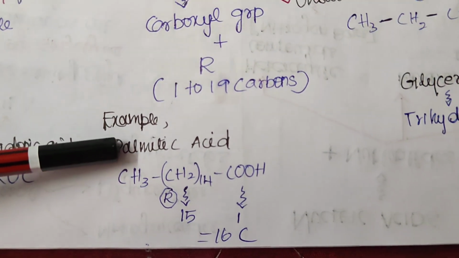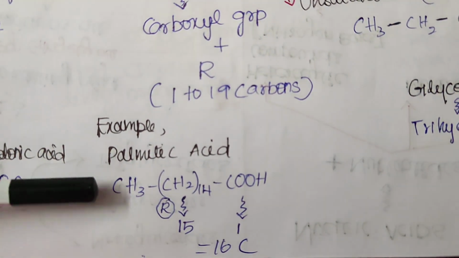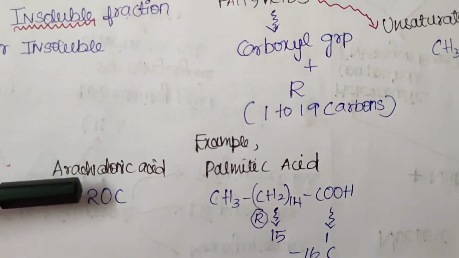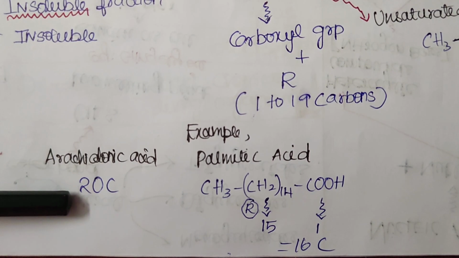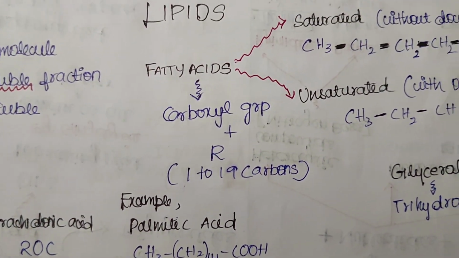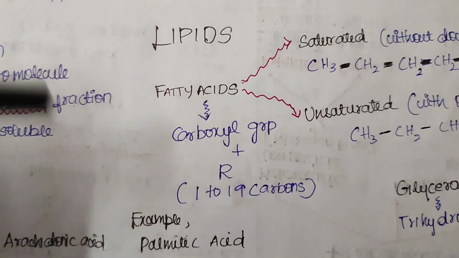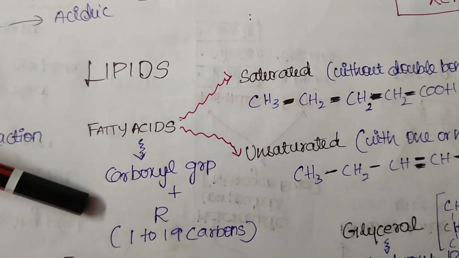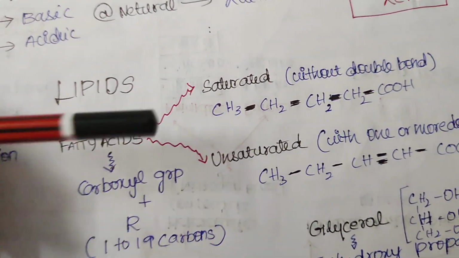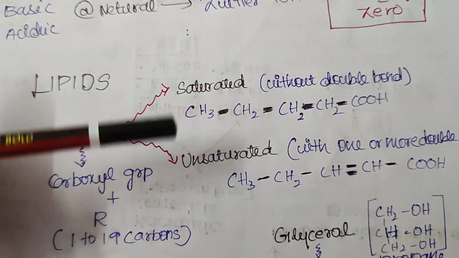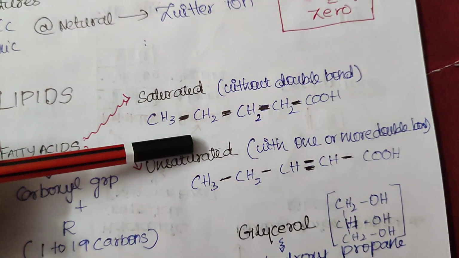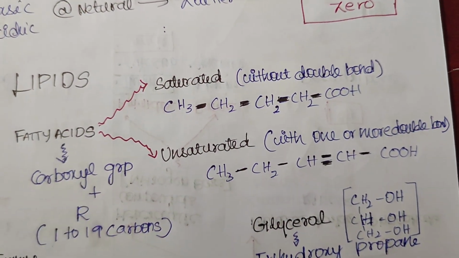Okay, so in palmitic acid, the R group contains 15 carbons and the carboxyl group contains 1. So together it is 16 carbons. In the case of arachidonic acid, the number of carbons will be 20. Just remember the number of carbons, it will be asked. So these are the examples for fatty acids. Now these fatty acids are further divided into two types, saturated and unsaturated. What is saturated? When it is present without a double bond, it is saturated. Agree? And what is unsaturated? When it is present with one or more double bonds, it is unsaturated.